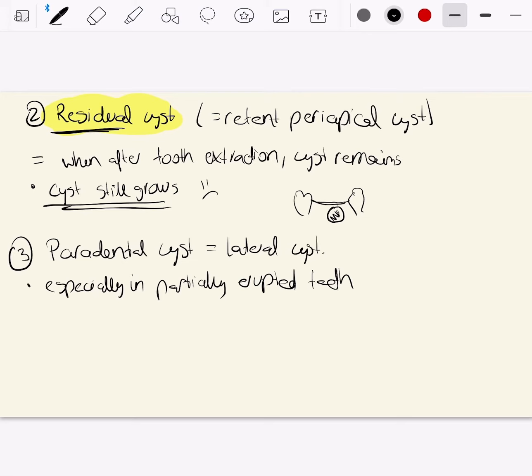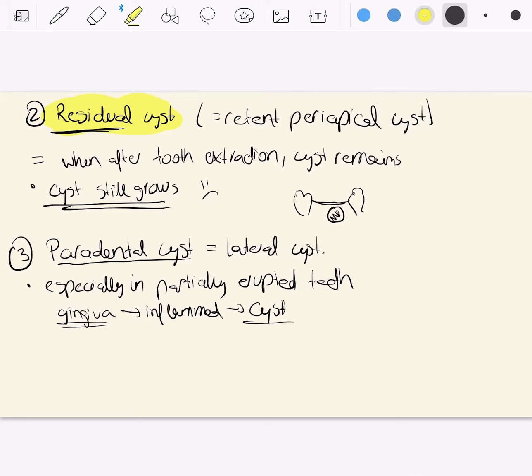In young patients, when permanent teeth are erupting, you can find paradental cysts because there is the gingiva beside these partially erupted teeth, which can then be inflamed. And when it is inflamed, it can lead to a cyst. Why cyst? Epithelial rests of Malassez come into the granuloma and build a cyst.